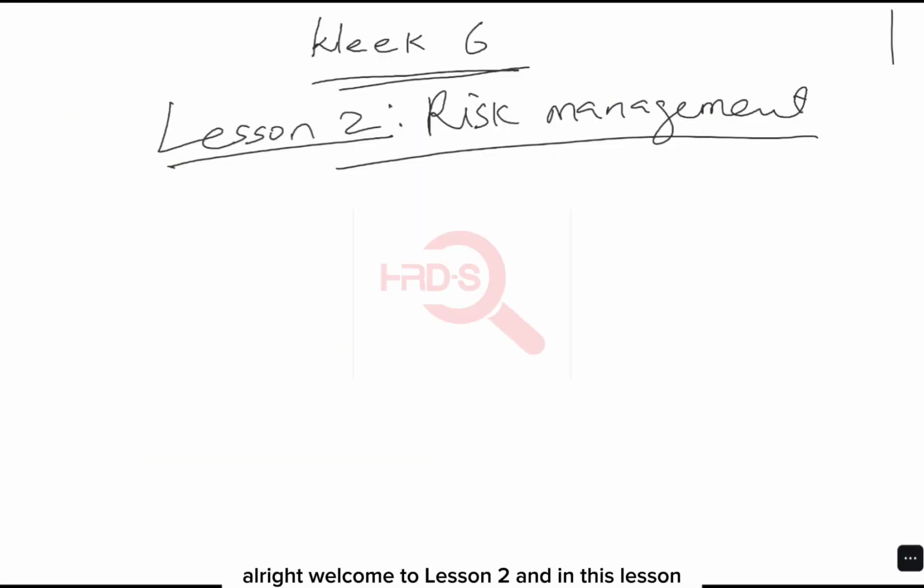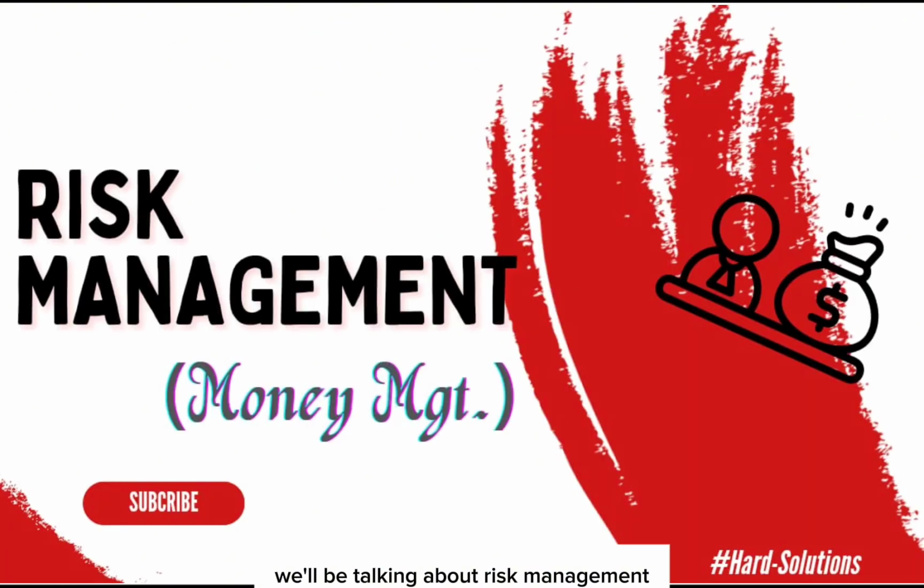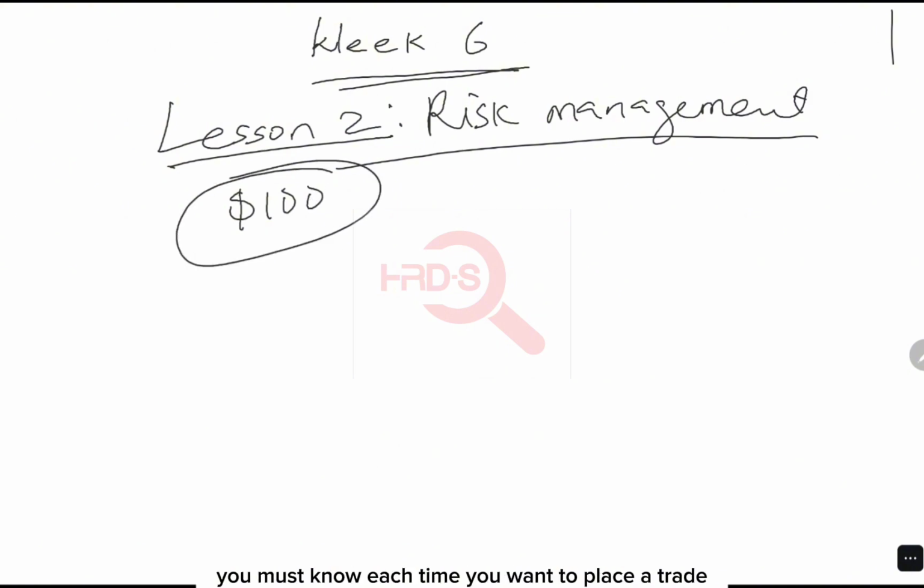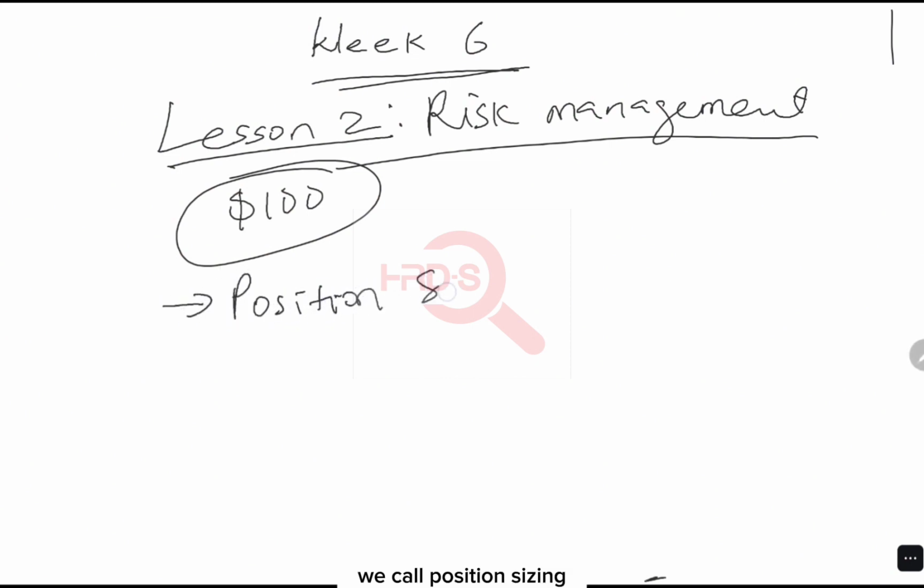All right, welcome to lesson 2, and in this lesson we'll be talking about risk management. Risk management is a segment of money management whereby you consider the amount of money you are willing to expose to risk per time or per trade. If you have, for instance, $100 capital, you must know each time you want to place a trade how many percent of your capital you are willing to risk per time. And that will take me to what we call position sizing.